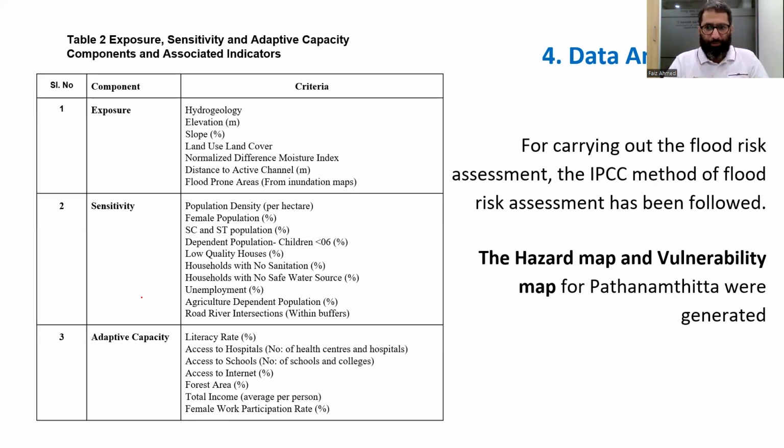In order to arrive at the hazard and vulnerability maps, we used the standard IPCC protocols, where the parameters assigned under exposure, sensitivity, and adaptive capacity were used. Under exposure, we have used hydrogeology, elevation, slope, land use land cover, normalized difference moisture index, and so forth. And to assess vulnerability, the sensitivity of the region, population density, female population, and other socio-economic factors were considered.